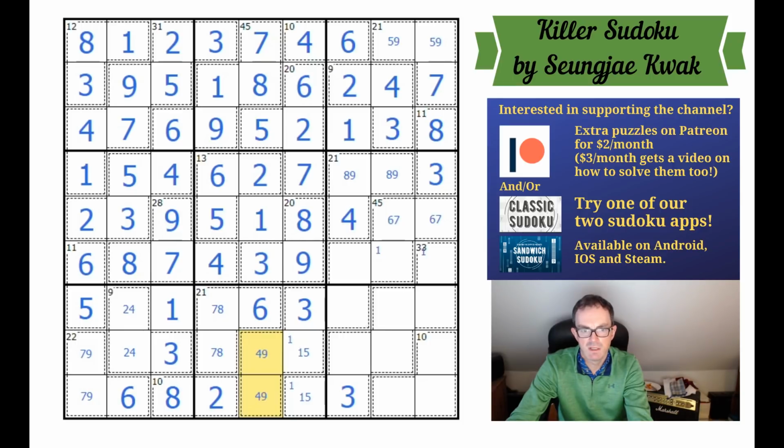Let's put those in like that. These 9s now align in rows 8 and 9, so we know there's a 9 in one of these squares. But this square can only be a 1 or a 5. And in fact, if we look at this square, it can't be 1, 2, 3, 4, 5 or 6. So this square can only be 7, 8 or 9. It can't be 7 because there's already a 7 in the 45 cage.